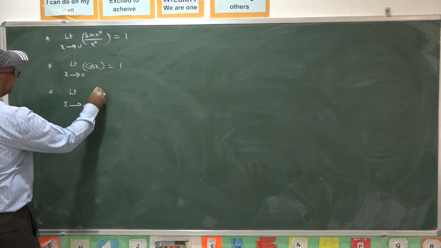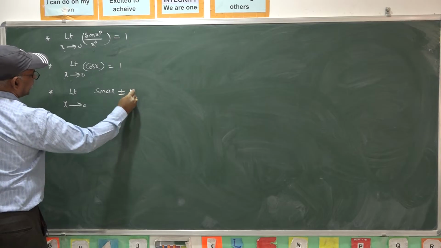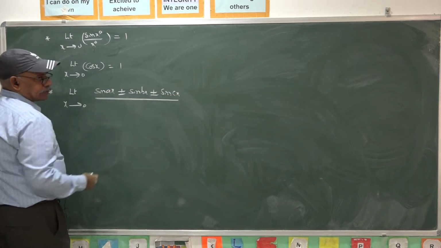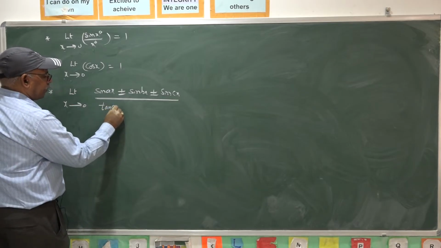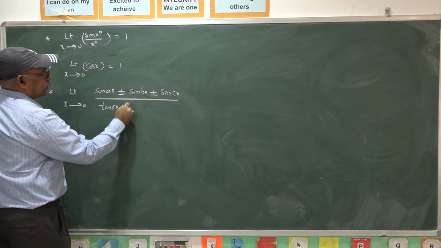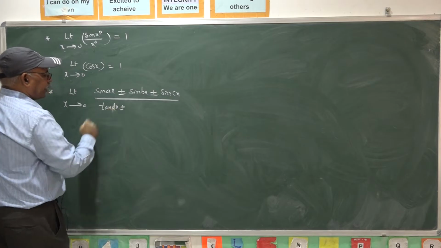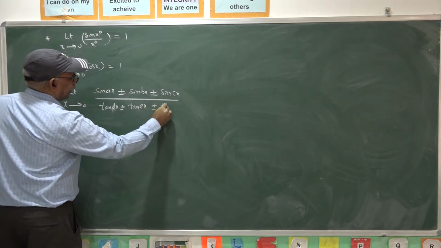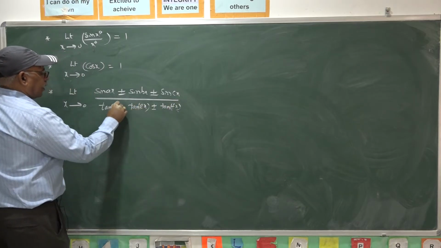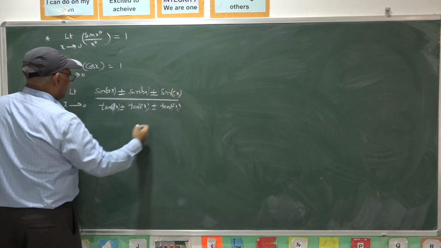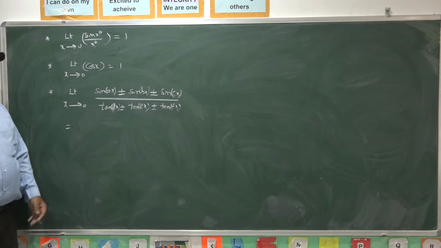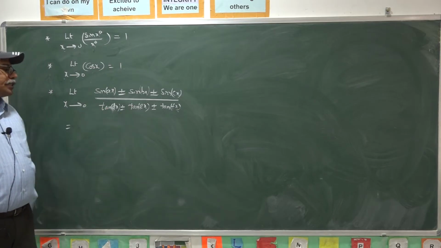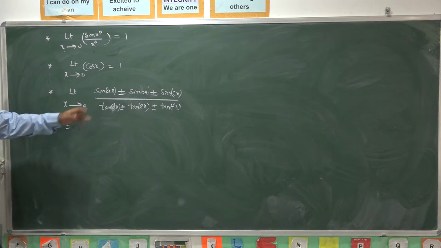Next, limit as x goes to 0 of sin ax plus or minus sin bx plus or minus sin cx, by tan dx plus or minus tan ex plus or minus tan fx. Suppose the function is in such a form, where these are all sines or tans, as x goes to 0, and x is measured in radians.